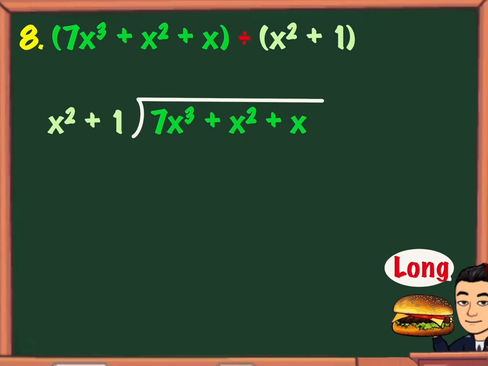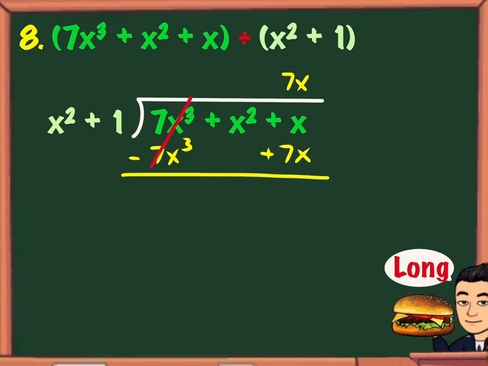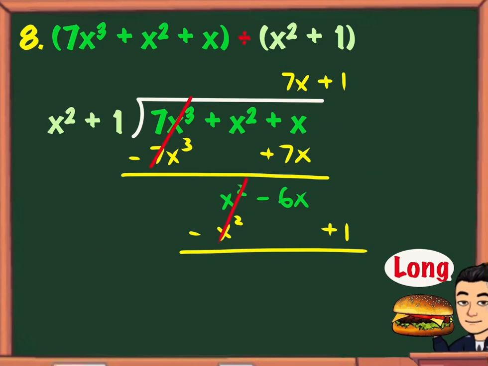First of all, you want to put 7x over here. So you'll get 7x cubed plus 7x, and we're going to be subtracting. So that 7x cubed is going to cancel. Now I have x squared minus 6x. So we're going to multiply by positive 1. I can cancel out the x squared. Now the x squared is canceled. The remainder is negative 6x minus 1.